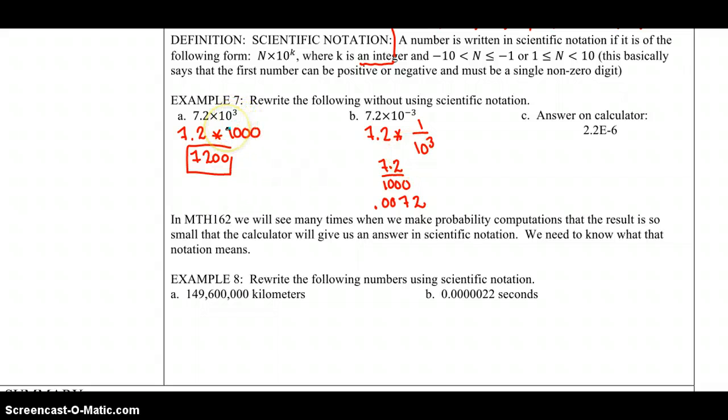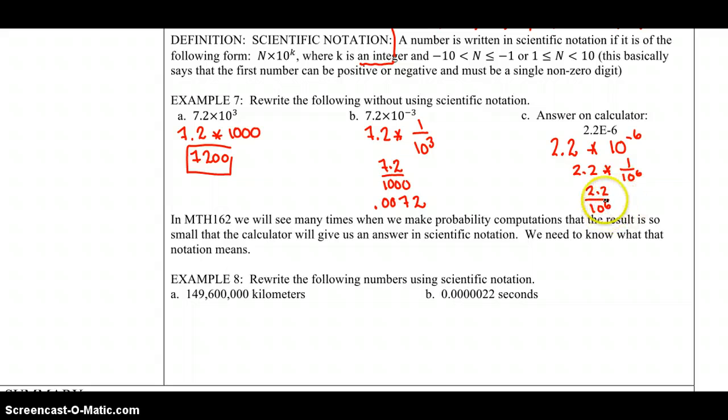Now, next semester, especially when we deal with a lot of probabilities, we're going to see answers that look like this on the calculator. This is the calculator's way of telling us that it has put something in scientific notation. So this E actually stands for the exponent on a base of 10. So 2.2 E minus 6 actually means 2.2 times 10 to the negative 6 power. So this means 2.2 times 1 over 10 to the 6, just 2.2 divided by 10 to the 6.